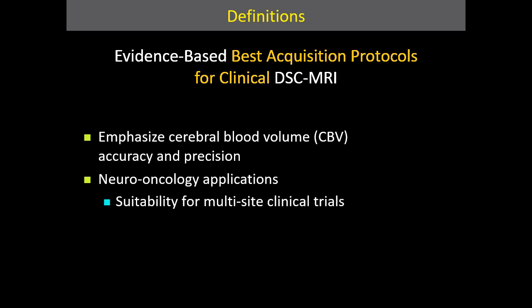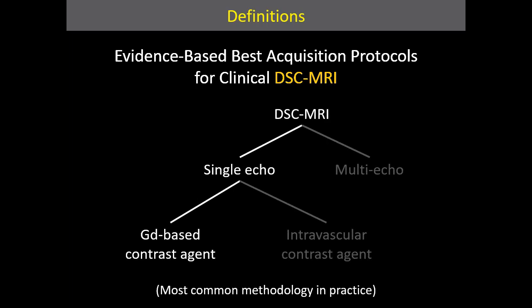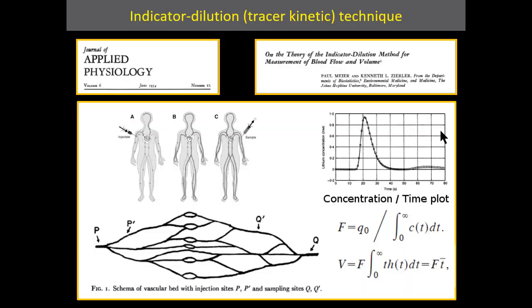For best clinical practice, I'll emphasize cerebral blood volume, or CBV, accuracy and precision in neuro-oncology applications, including suitability for multi-site clinical trials. And for DSC, we'll be focusing on single echo gadolinium-based technique because this is the most common methodology in practice. And I hope to leave you with appreciation for a clinically practical DSC paradigm that affords high accuracy and precision. Okay, so let's begin.